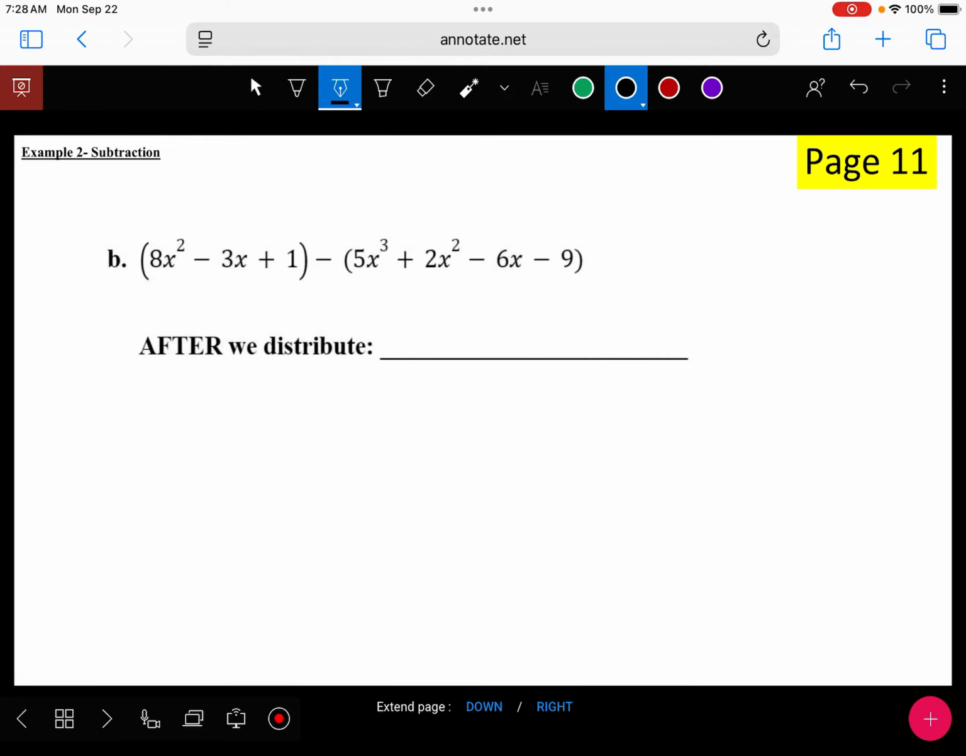So now let's go to B. I'm going to give you a moment. Try to do that one on your own. Remember, the first one stays the same. And then every single term in this second parentheses, you have to flip the sign. Every term. If it's positive, it's going to flip to a negative. And if it's negative, you're going to flip it to a positive. Every single term, flip the sign.